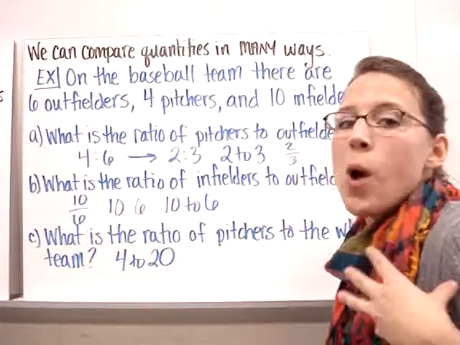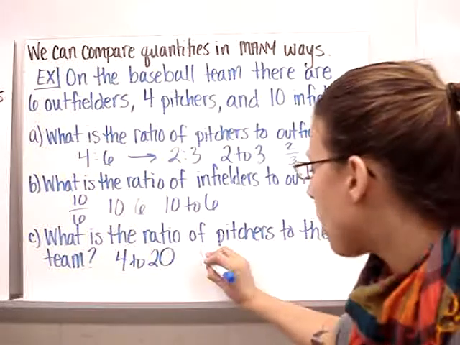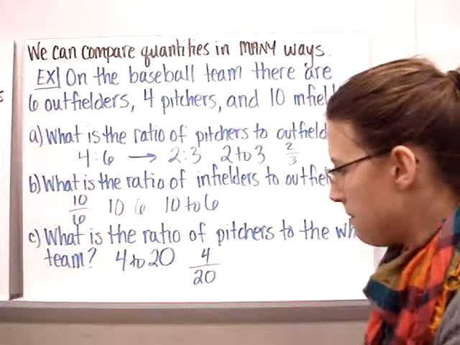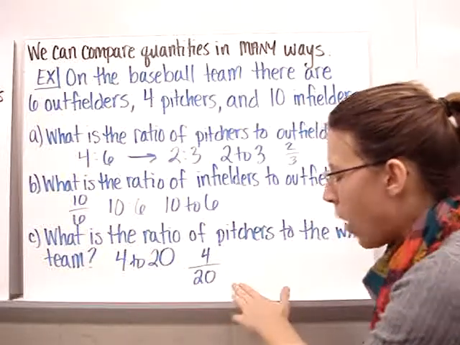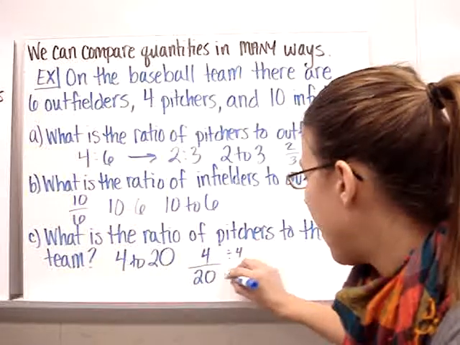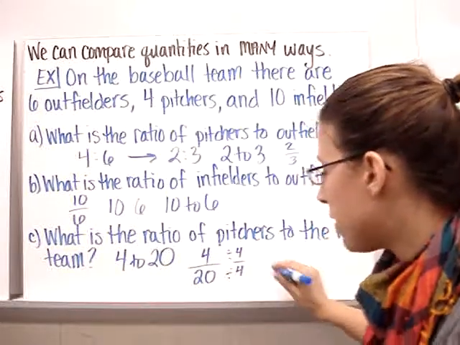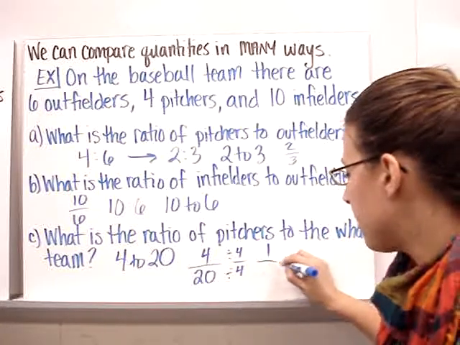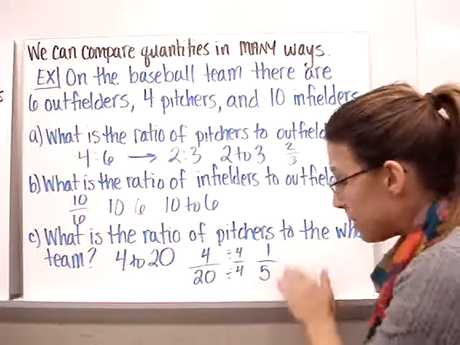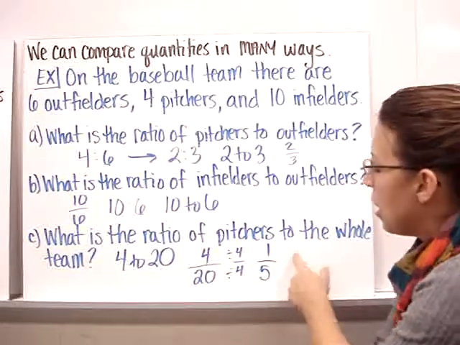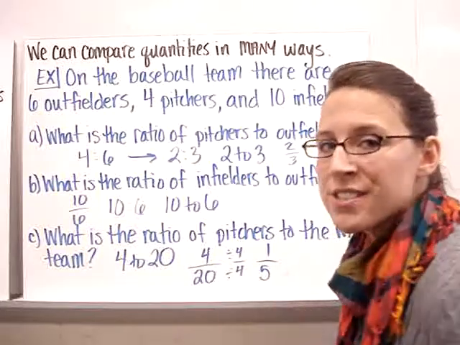Now just for the heck of it, let's go ahead and simplify this one. If I write it in fraction form, that's a bit friendlier to me. And then 4 to 20, they both share a factor of 4. So if I divide by 4 over 4 like this, then I get 1 to 5. So what does this mean? It means for every pitcher on the team, there are 5 total players on the team.